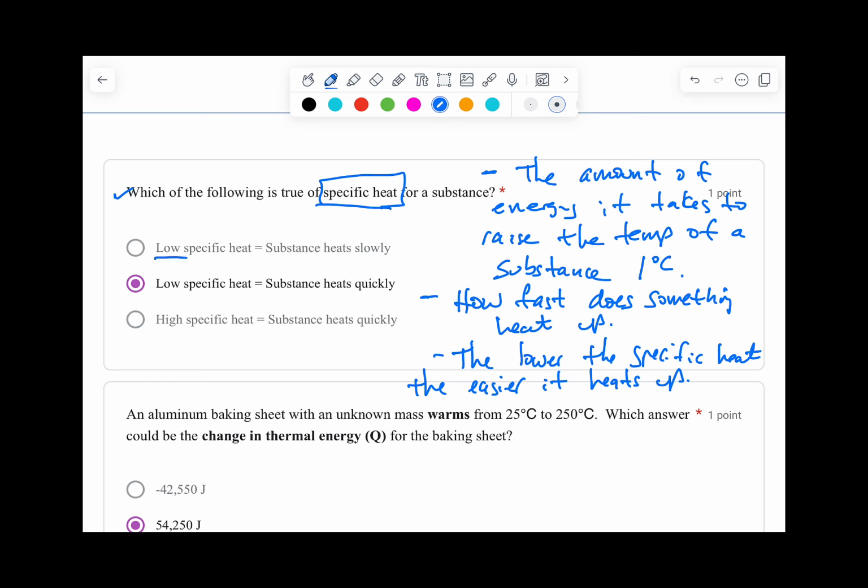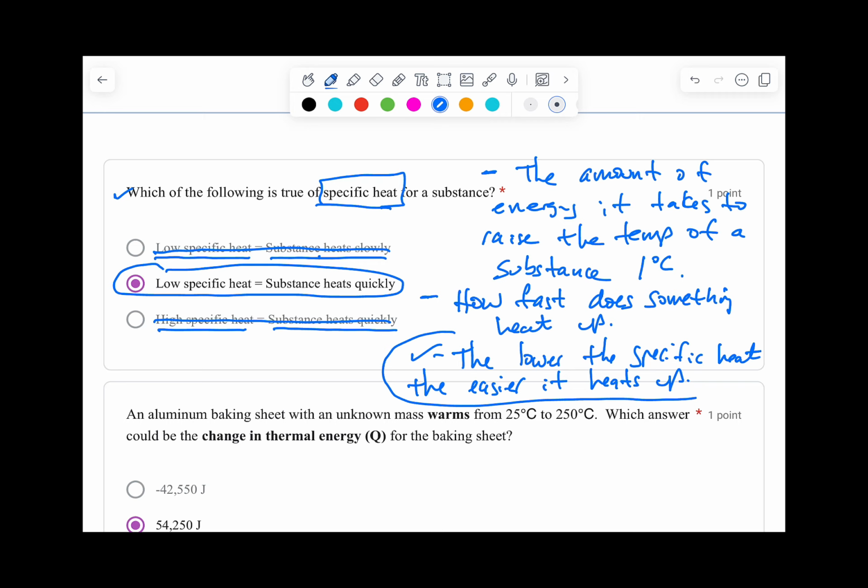This one says low specific heat equals substance heats up slowly. Well, that's not true because we just said right here that the lower the specific heat, the easier it heats up. So that means it should heat up really quickly. So it's not that one. This one, low specific heat equals substance heats up quickly. That's pretty much what we just said. So that should be the one we picked. This one down here that says high specific heat means substance heats up quickly. Nope, that's not what we just said at all. It's this idea right here. The lower the specific heat, the easier something is to heat.